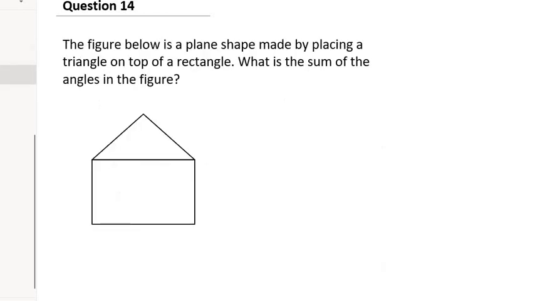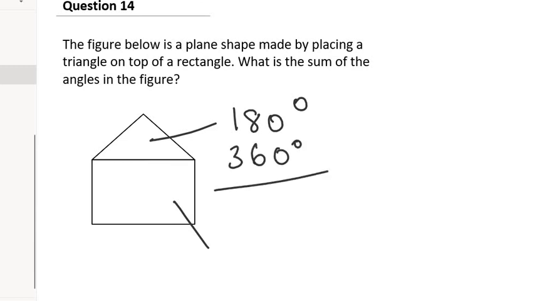Question 14. The figure below is a plane shape made by placing a triangle on top of a rectangle. What is the sum of the angles in the figure? The sum of the interior angles of a triangle is 180 degrees, don't forget. Sum of angles of a rectangle is 360 degrees. So the sum of the angles in the figure will be 540 degrees.